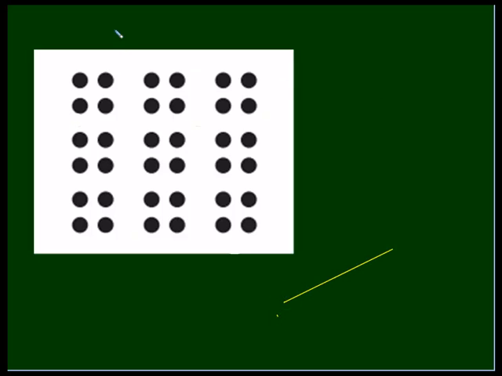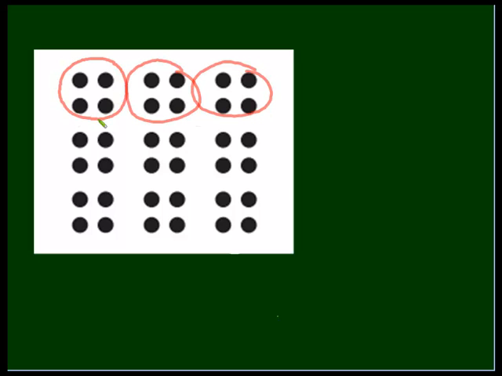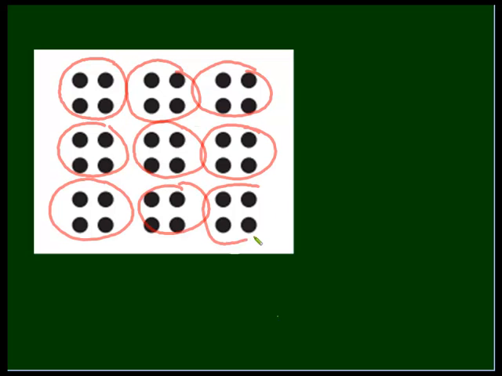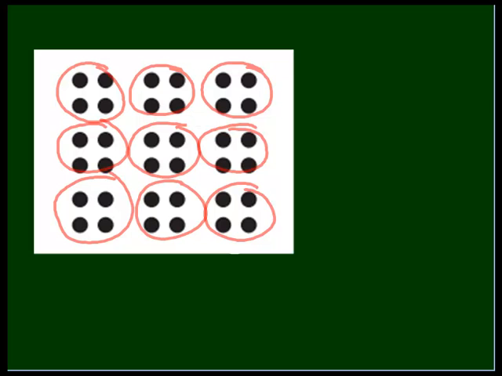There's another way that we could look at this grouping of dots. We might see 4 dots in each group, and if we do that, there's actually 9 total groups with 4 in each. We could write that as the multiplication expression 9 times 4. We can also look at this expression 9 times 4 and see if we can break that down even further.